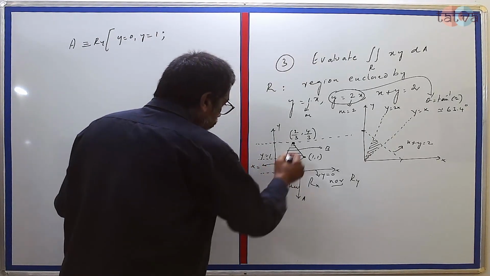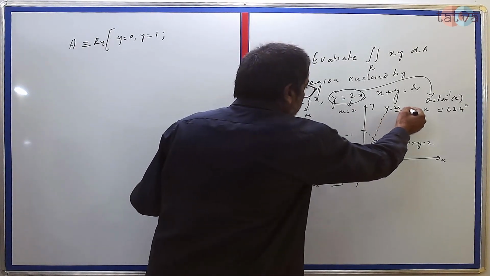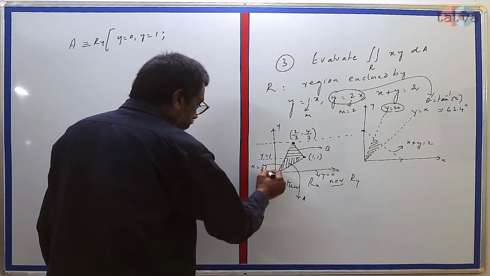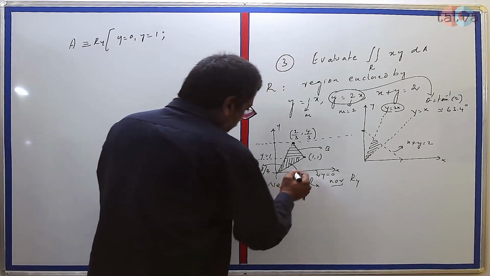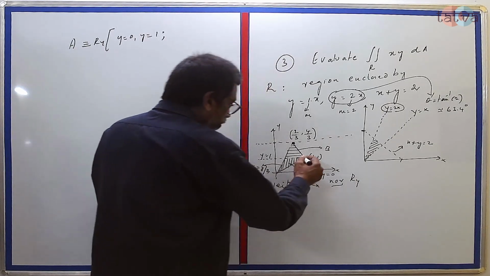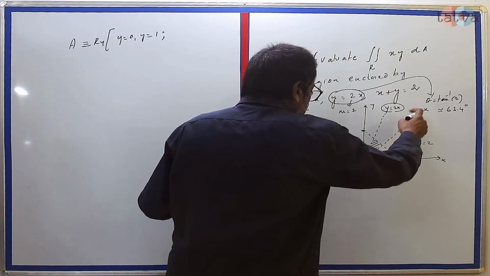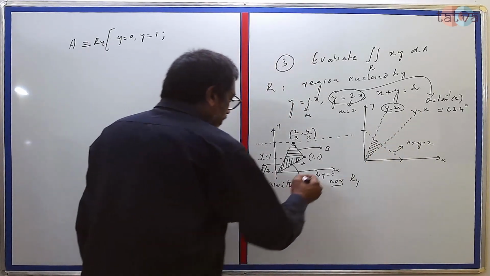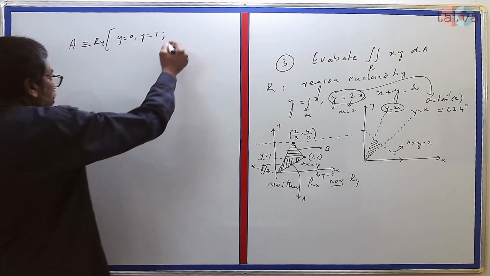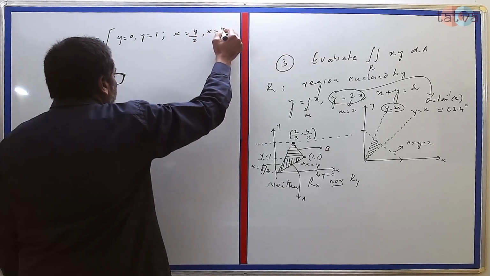X is equal to this line is this line. So you write x as a function of y, x is equal to y by 2. And then this line is the right boundary. So this will come from this one. So therefore, x is equal to, so I'll write x varies from y by 2 to x is equal to y.